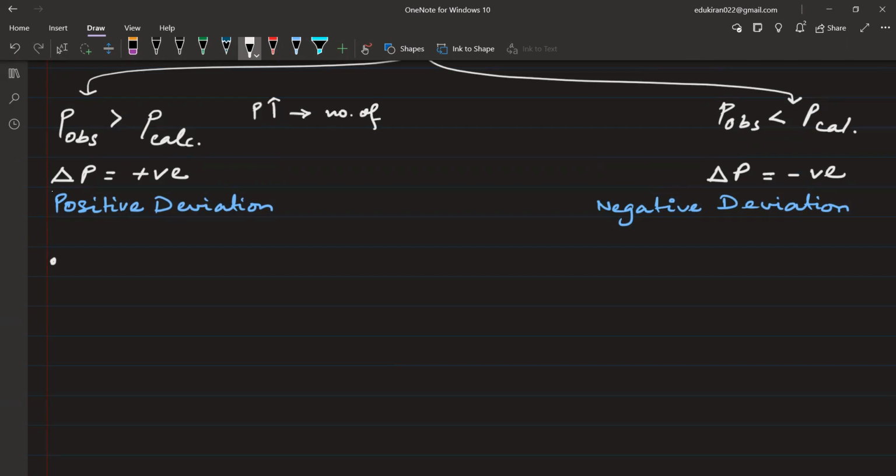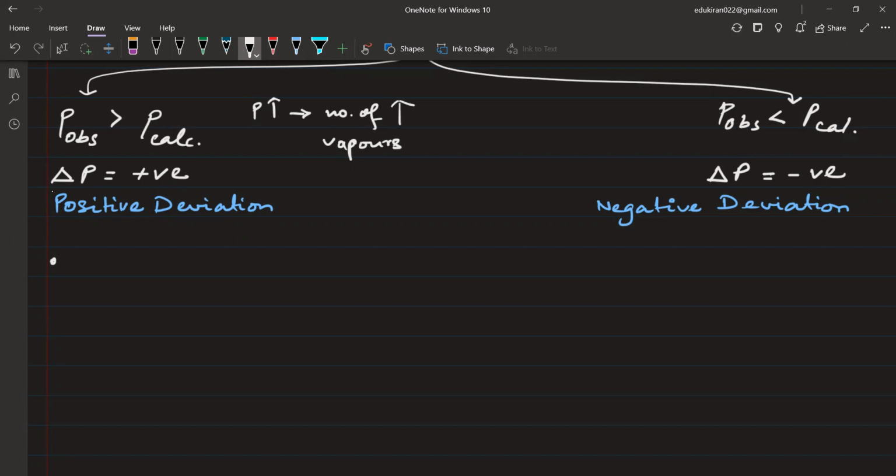The number of vapors will be more or less? Tell me guys. If the pressure is more, are the vapors more or fewer? The number of vapors will be more. Speak louder please. More. Very good. The number of vapors will be more, that is why the pressure is higher.